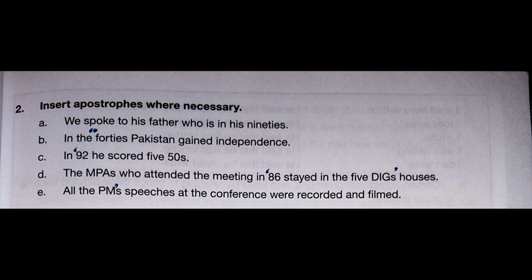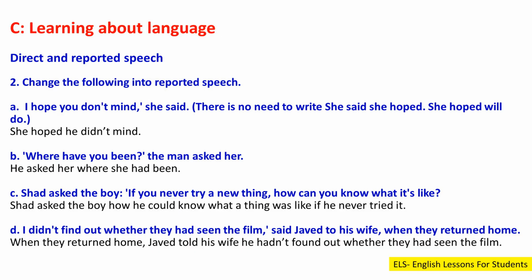D. The MPAs who attended the meeting in 86 stayed in the 5 DIG's houses. From 86 to DIG's houses, you have to insert apostrophes. E. All the PMs. PM after you have to insert an apostrophe. Speeches at the conference were recorded and filmed.